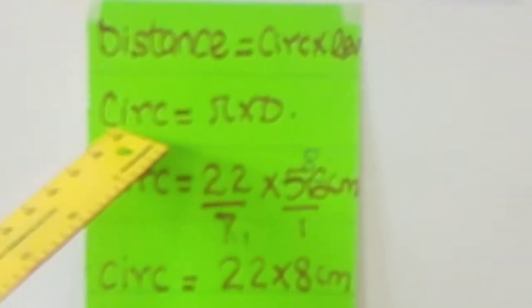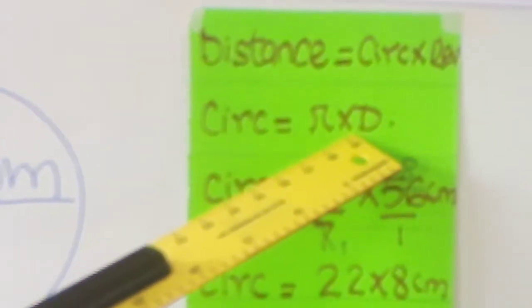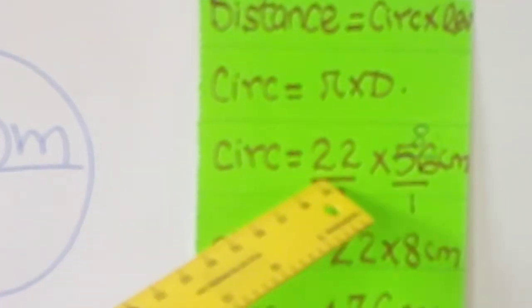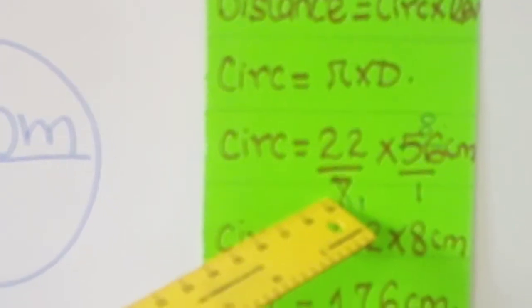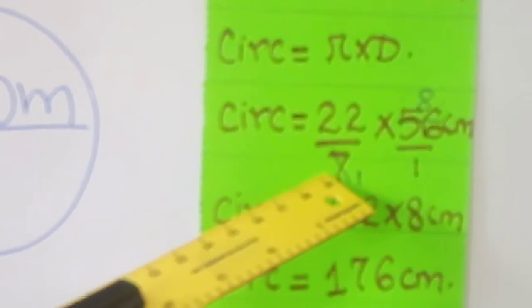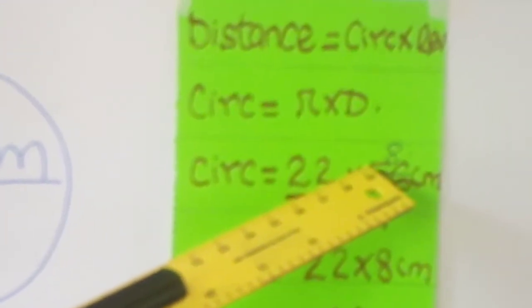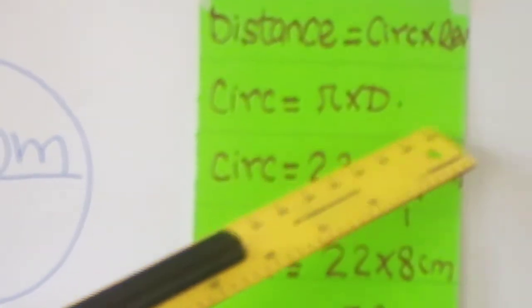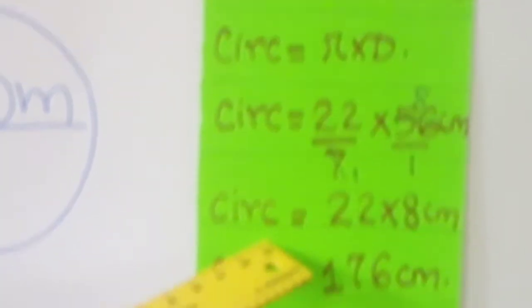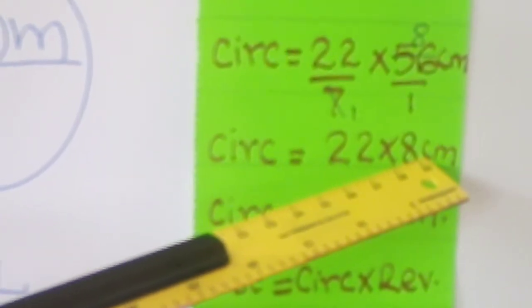Revolutions are turns. Now circumference is equal to pi multiplied by diameter. Since we don't know the circumference, we must find the circumference. Our pi is 22/7. Our diameter is 56 centimeters. So we cancel by 7: 1, and 56 divided by 7 is 8. So circumference is equal to 22 multiplied by 8 centimeters.